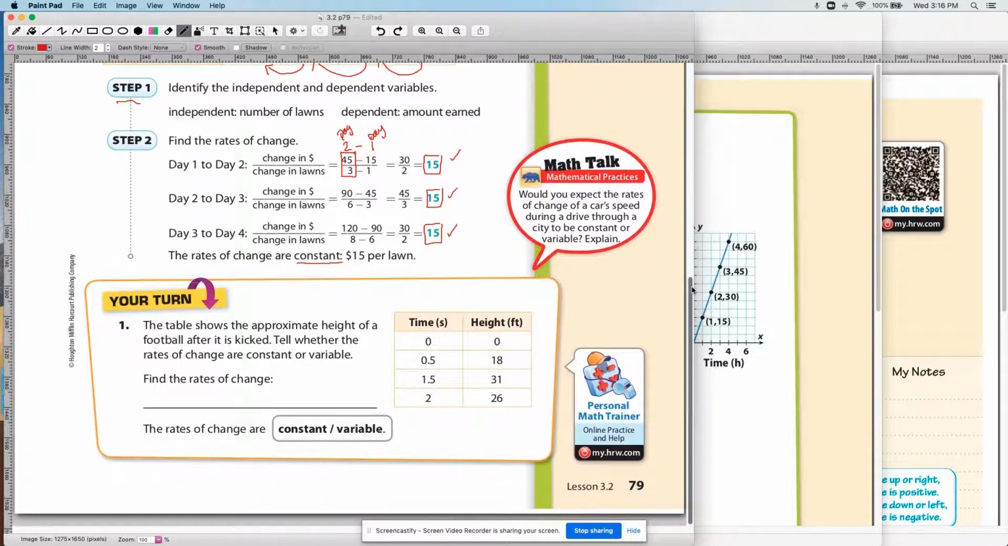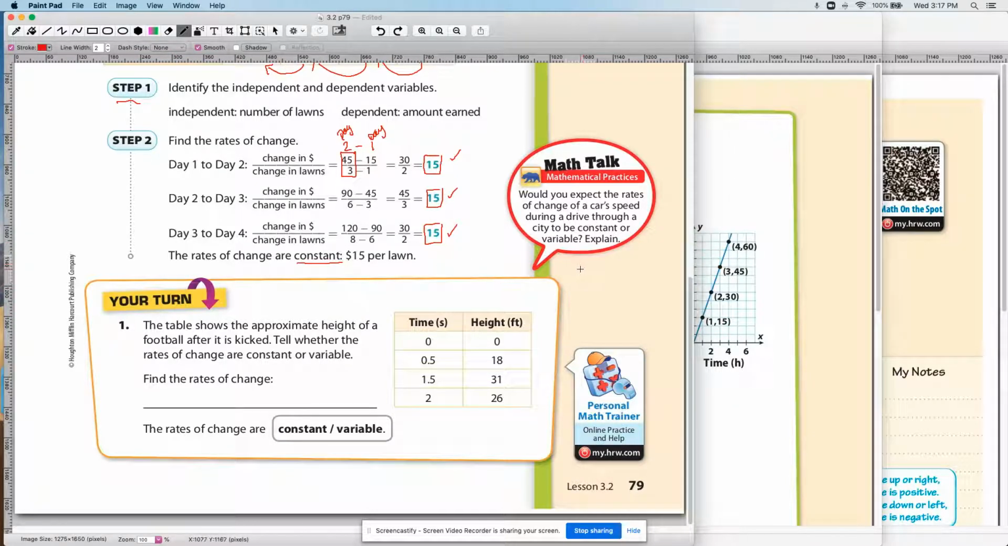So let's look at number 1 under your turn. It says the table shows the approximate height of a football after it is kicked. Tell whether the rates of change are constant or variable. Well, the first thing we need to do, like step 1 up here, is identify the independent and the dependent variable.